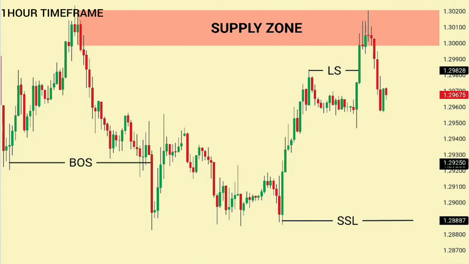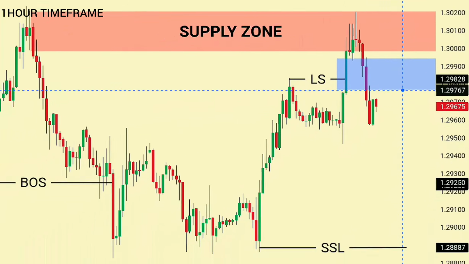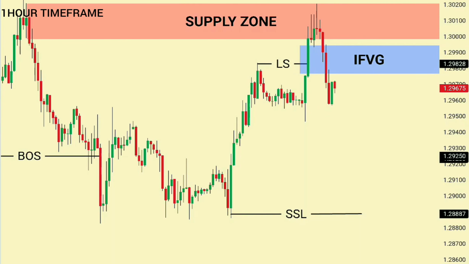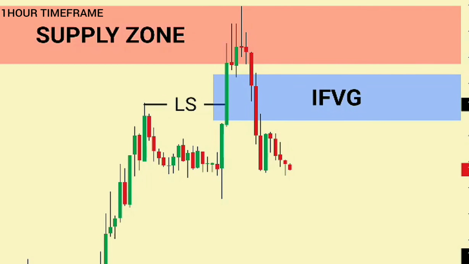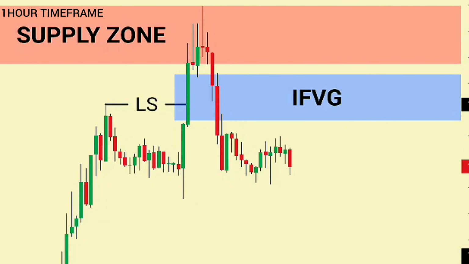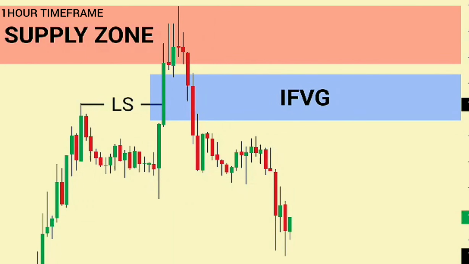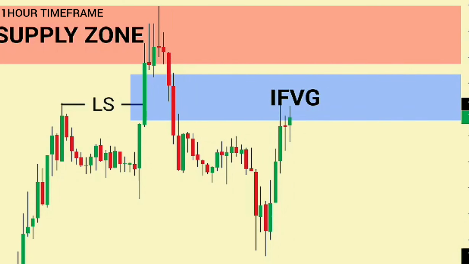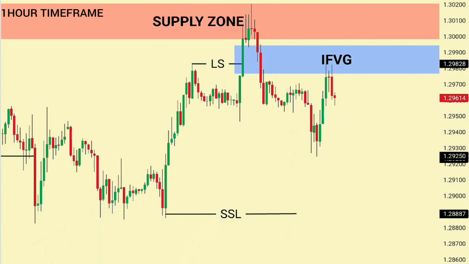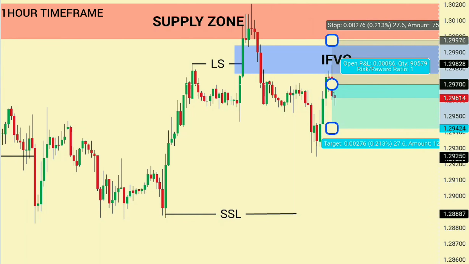In this example, the market forms an inverse fair value gap, so this becomes the confirmation we'll use before looking for the selling opportunity. Once the inverse fair value gap is formed, price retraces back into that area. This is the moment I pay the closest attention, because I want to see how the market reacts. As price respects the inverse fair value gap, a strong bearish displacement appears, showing that sellers are stepping back into the market. That reaction provides the confirmation needed to execute the sell position.